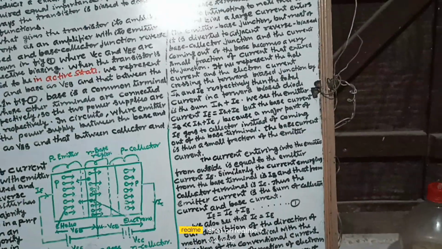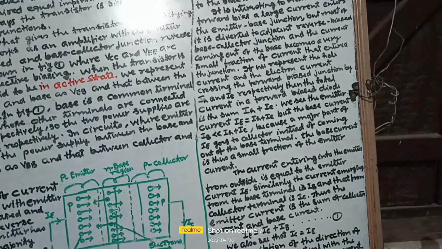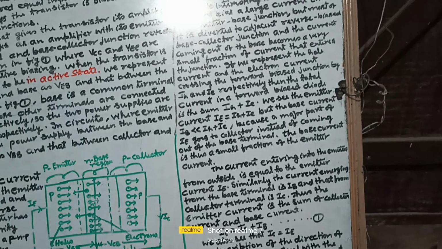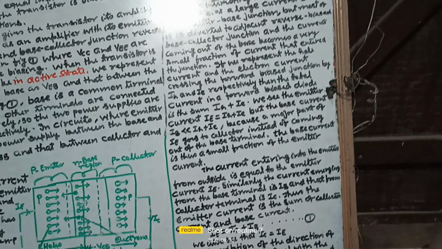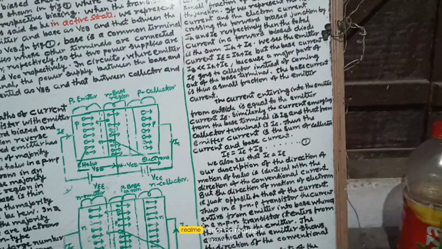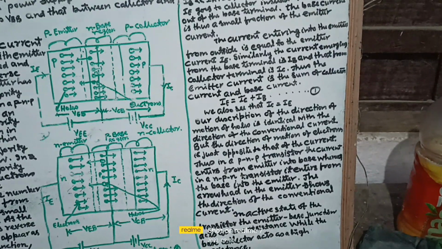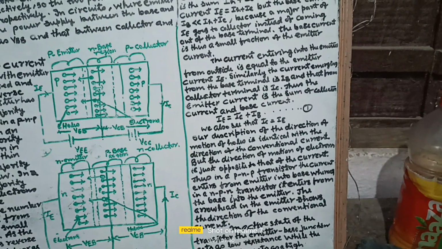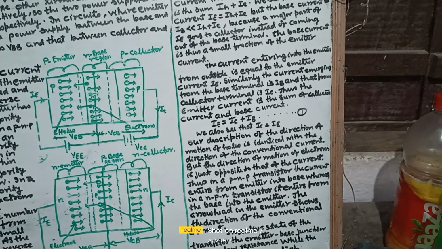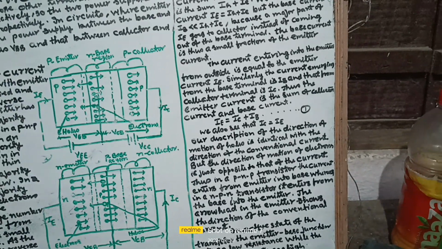The current entering into the emitter from the outside is equal to the emitter current IE. Similarly, the current emerging from the base terminal is IB and that from the collector terminal is IC. Thus, the emitter current is the sum of collector current and base current, IE = IC + IB. We also see that IC is approximately equal to IE. Our description of the direction of motion of holes is identical with the direction of the conventional current, but the direction of motion of the electron is just opposite to that of the current.